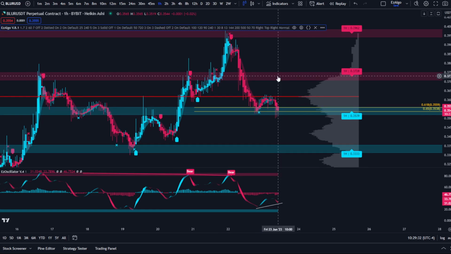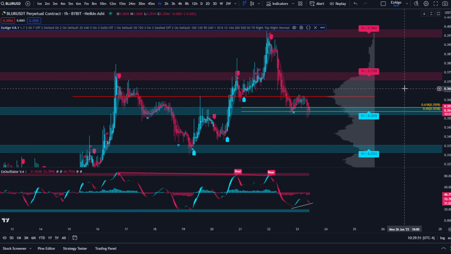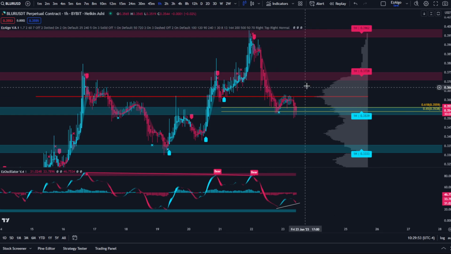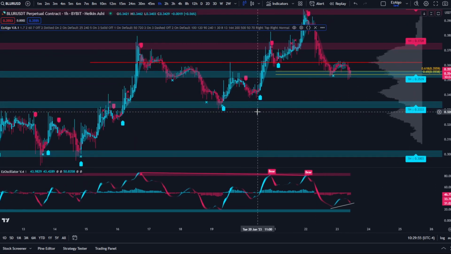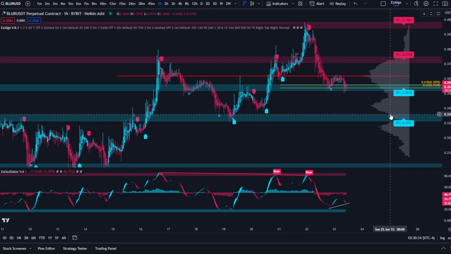So the very first thing you want to do is identify your environment. Now, to do that, you want to go to a higher time frame. I recommend the 4-hour time frame. You can go all the way up to the daily time frame just to get a general idea of where you are. Once you've done that, you can go down to a lower time frame, such as the 1 hour in this case. And you want to make sure that you're trading with market structure. Now, in this case, we're seeing higher highs and higher lows.